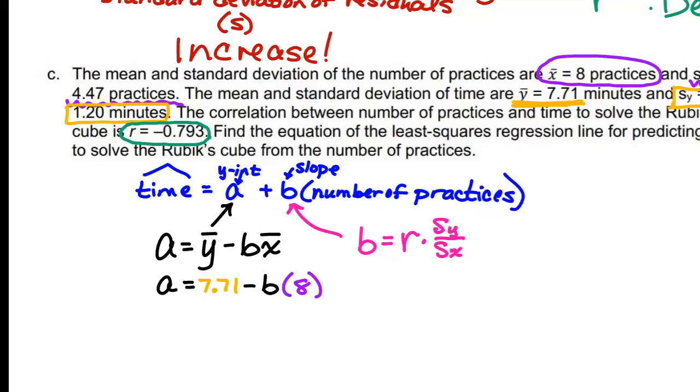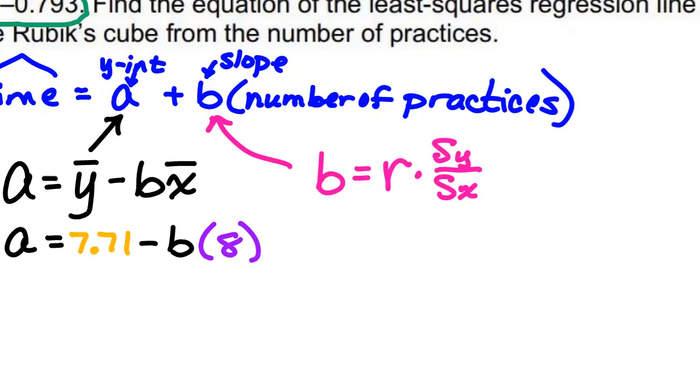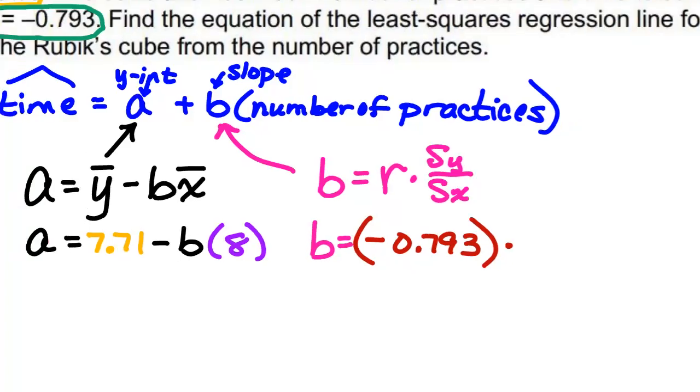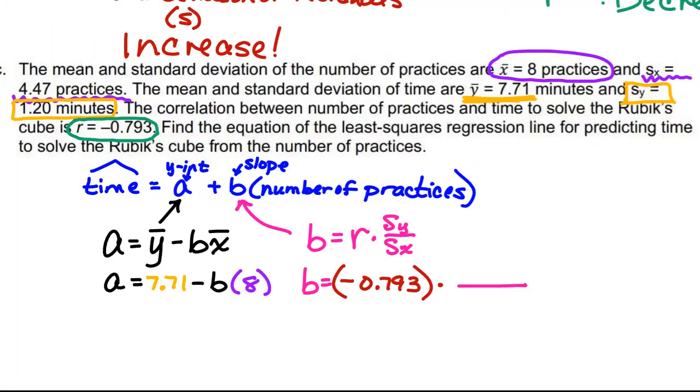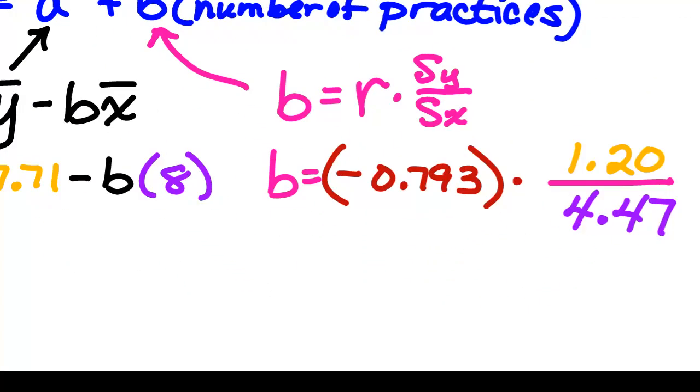Do we have a value for R? Yes, what is R? Negative 0.793. Do we have values for Sx and Sy? What is Sy? Because that goes on top. 1.2. And what is Sx? 4.47. I want you to calculate that for me now so that we have our value for B, our value for the slope.